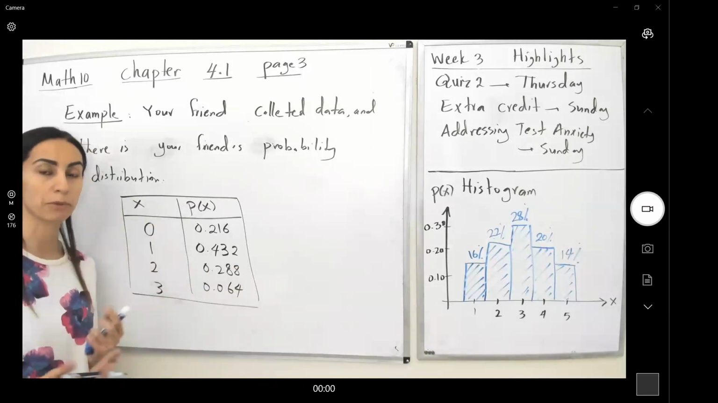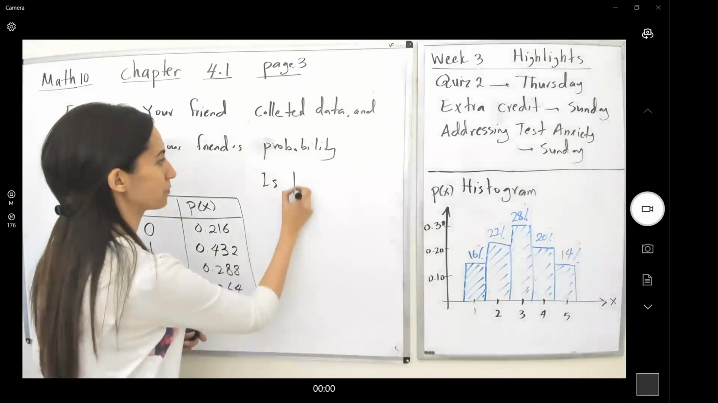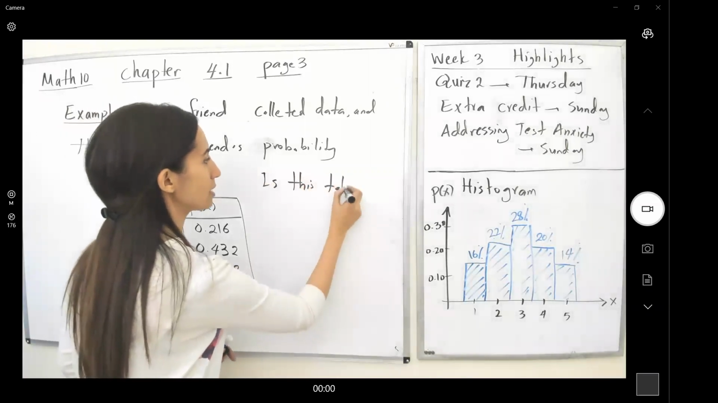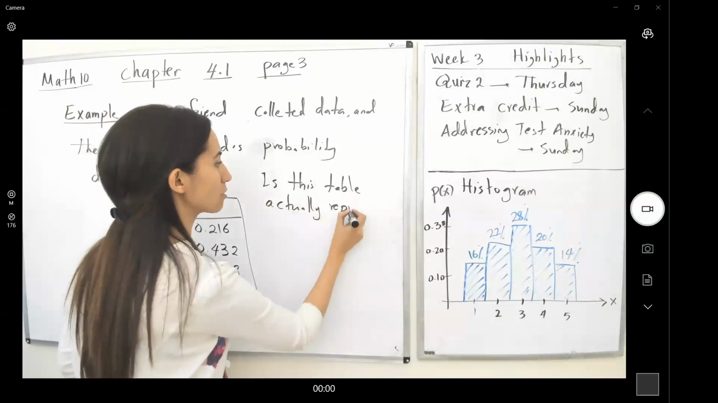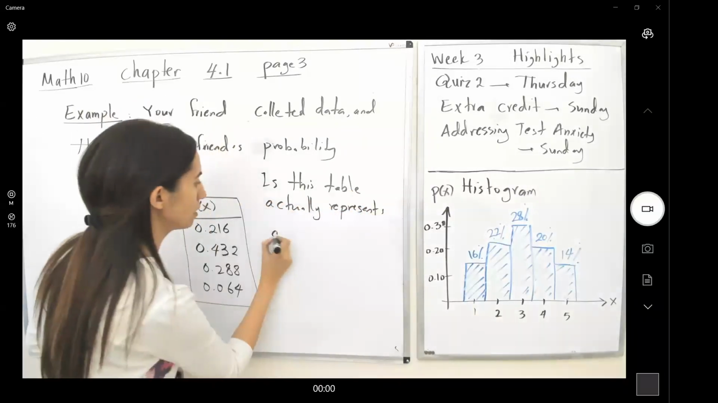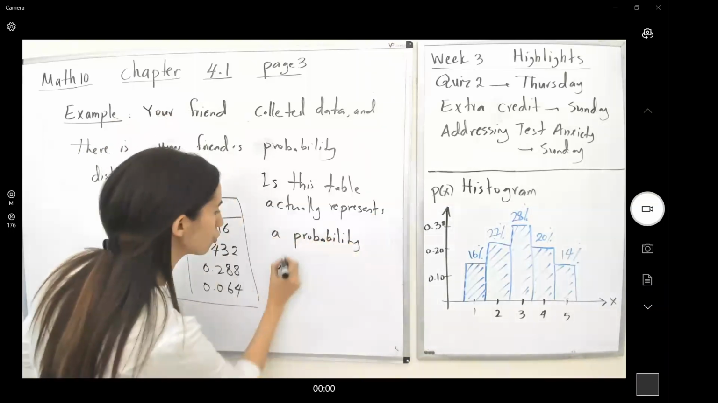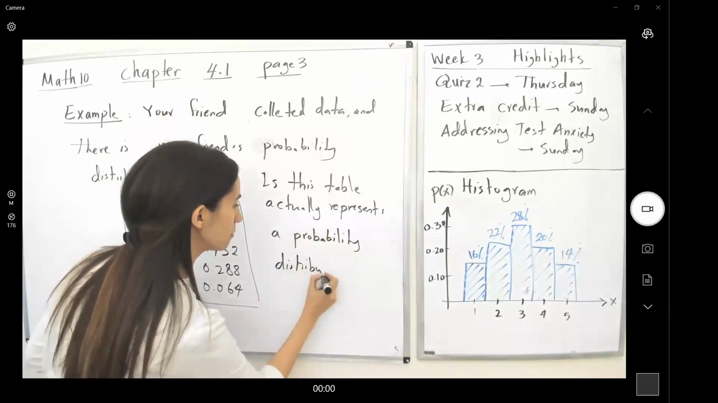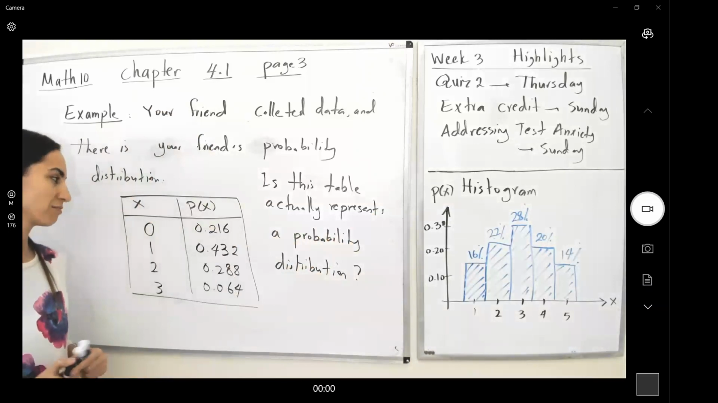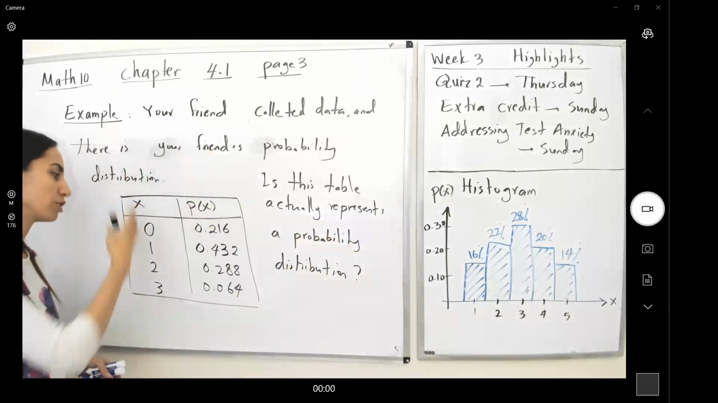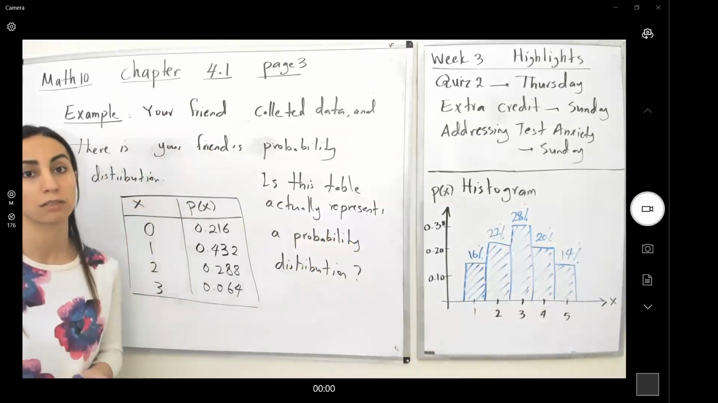Does this table actually represent a probability distribution or not? How do you check that? You have some x values, you have a discrete random variable, and this is the probability that they came up with.